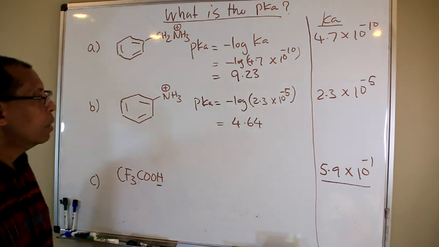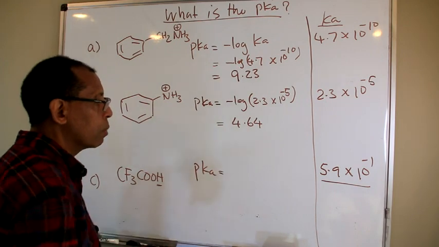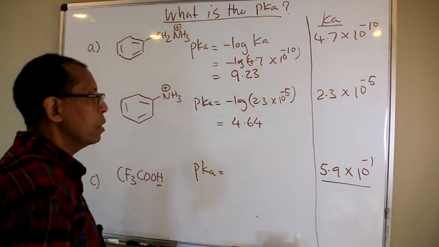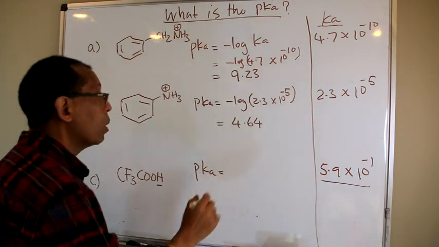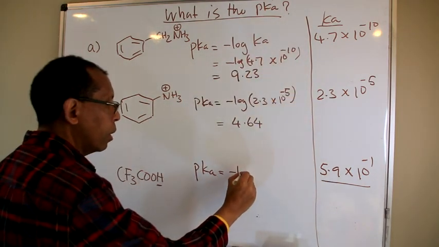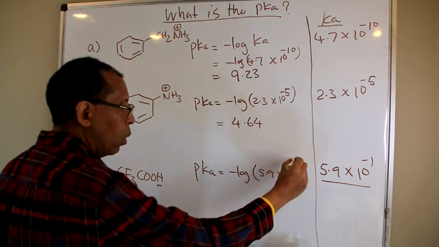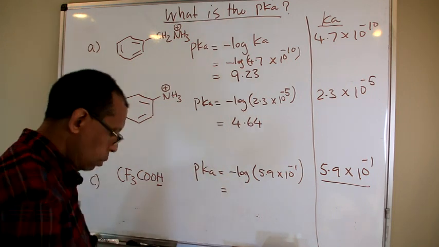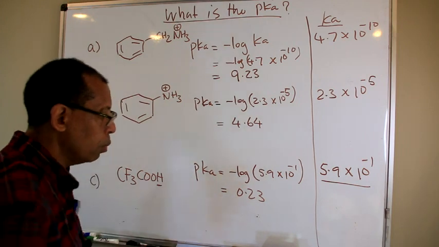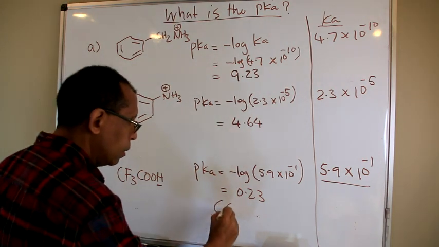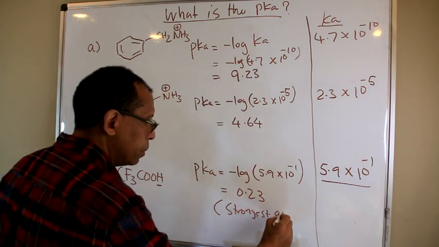In the last one, the pKa value should give us a very small number compared to the others, because trifluoroacetic acid has a large Ka constant, 5.9 times 10 to the minus 1, which becomes 0.23. A very low pKa value means a strongest acid. This is the strongest acid.